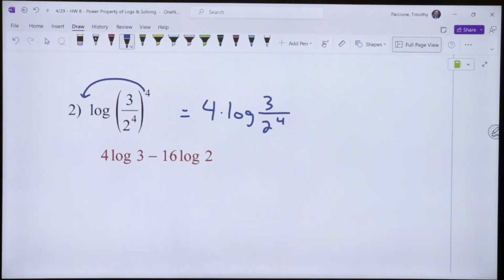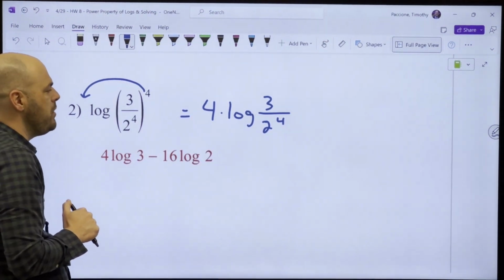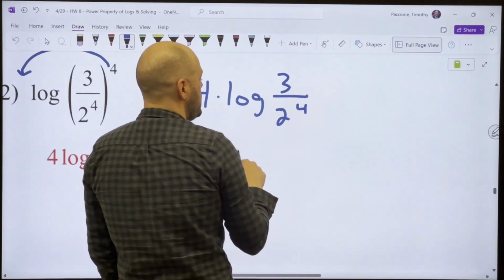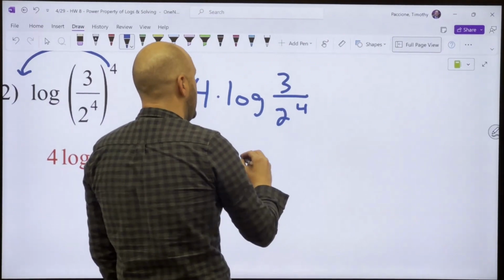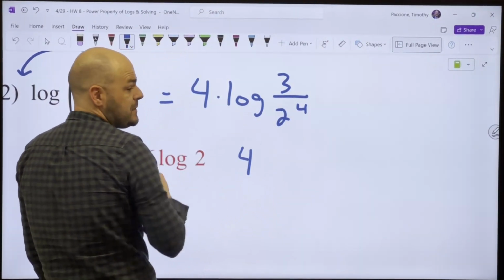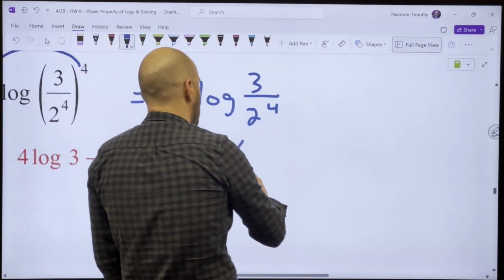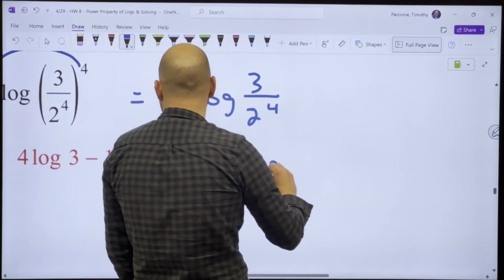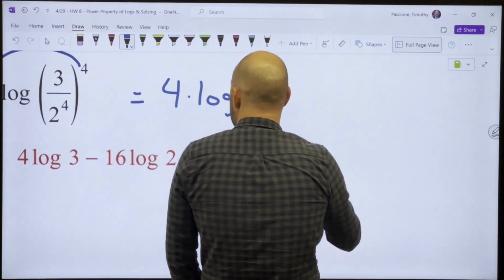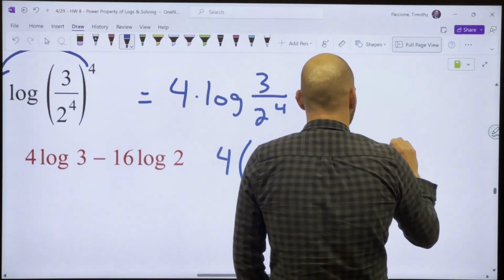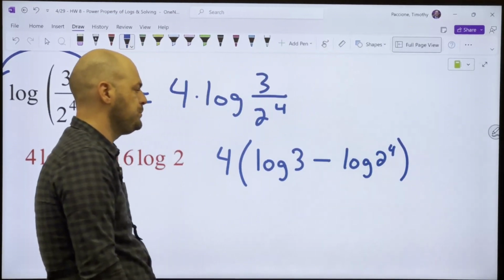And you don't have to do it this way. Some people applied the exponent right away, probably. But this kind of avoids power to a power. Now I have division on the inside. What does that turn into on the outside? Minus. Now here's the key. It's 4 times this log, the whole log. So if I pull it into 2 pieces, I need parentheses. Log of 3, it was just base 10, minus log of 2 to the 4th.